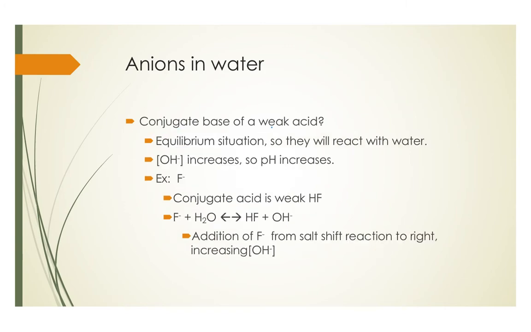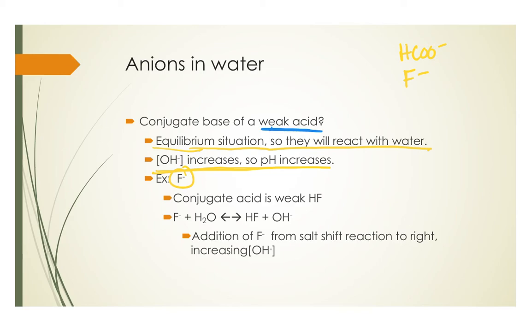But what if instead the anion is the conjugate base of a weak acid? That would be something like the methanoate ion, HCOO minus, or F minus. These are things that are the conjugate base of a weak acid. In this situation, we have an equilibrium possibility, and so they will react with water, and so the OH minus is going to increase and the pH increases.